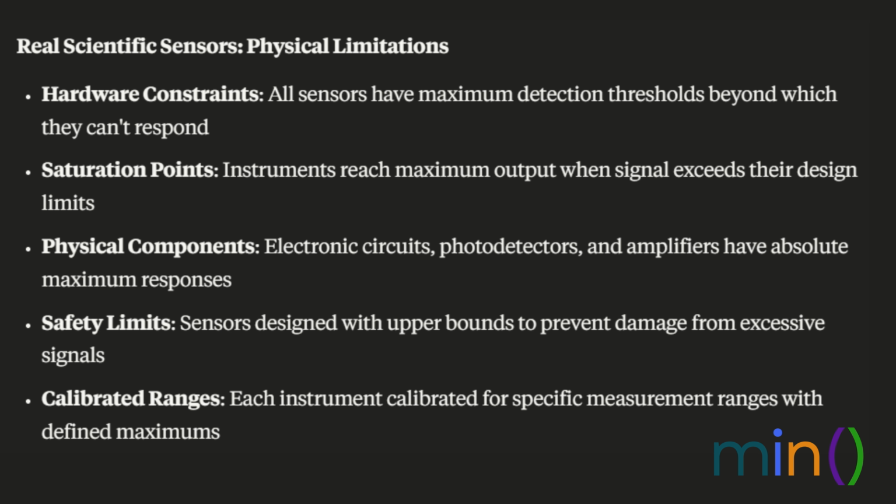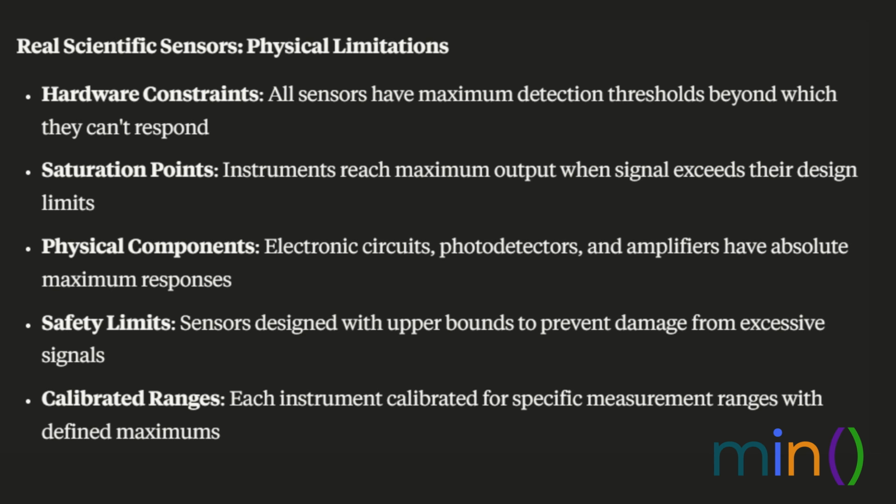Real scientific sensors have physical limitations. They can't register readings above 100% or below 0%. A quantum field detector measuring consciousness levels can't show readings above 1.0, 100% detection strength, potentially, right? The min function prevents unrealistic values in scientific simulations.